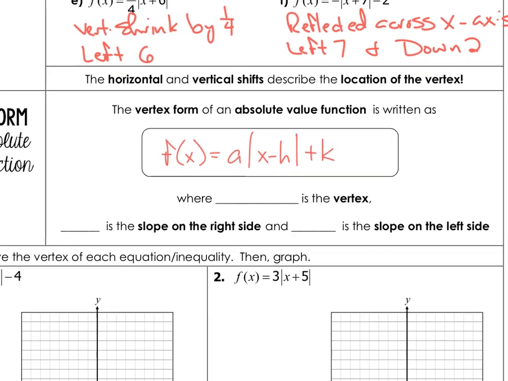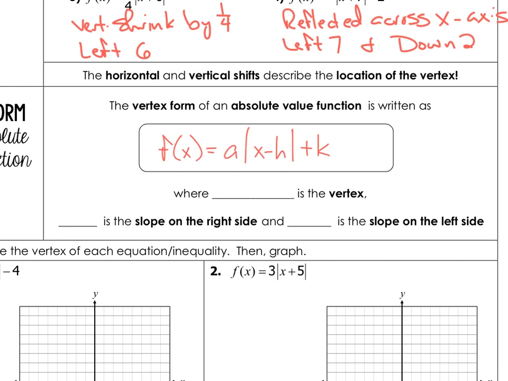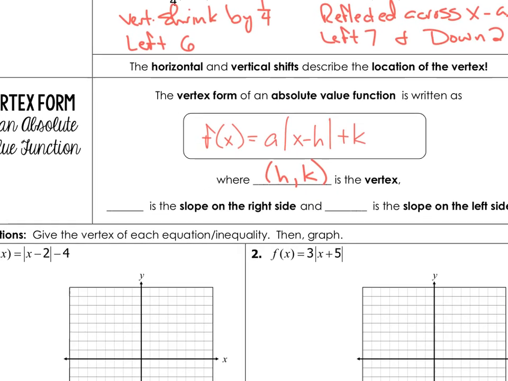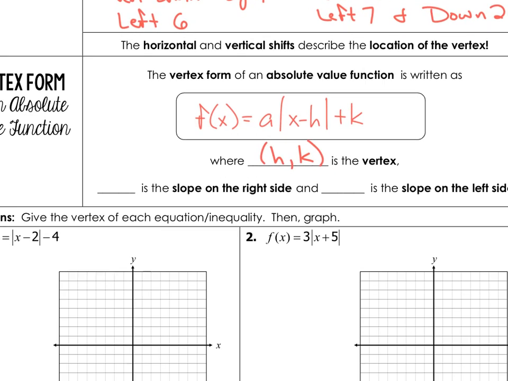And in vertex form, it looks a lot like this. Okay, so it's f of x is equal to a, and then you've got your absolute value bars, x minus h, absolute value bars, and then plus k. Okay, the vertex of this would be at h comma k. Okay, so you take the opposite of whatever the h is, I'm sorry, in your formula, and then k is just straight up. So in our formula, it was minus h. The vertex, though, would be at h comma k. And then a is the slope on the right-hand side, and negative a is the slope on the left-hand side.